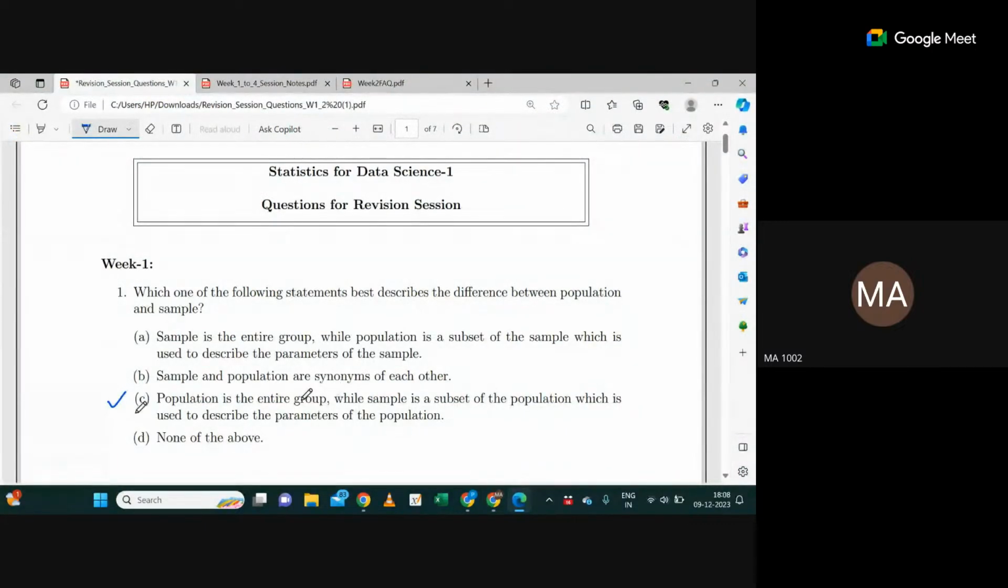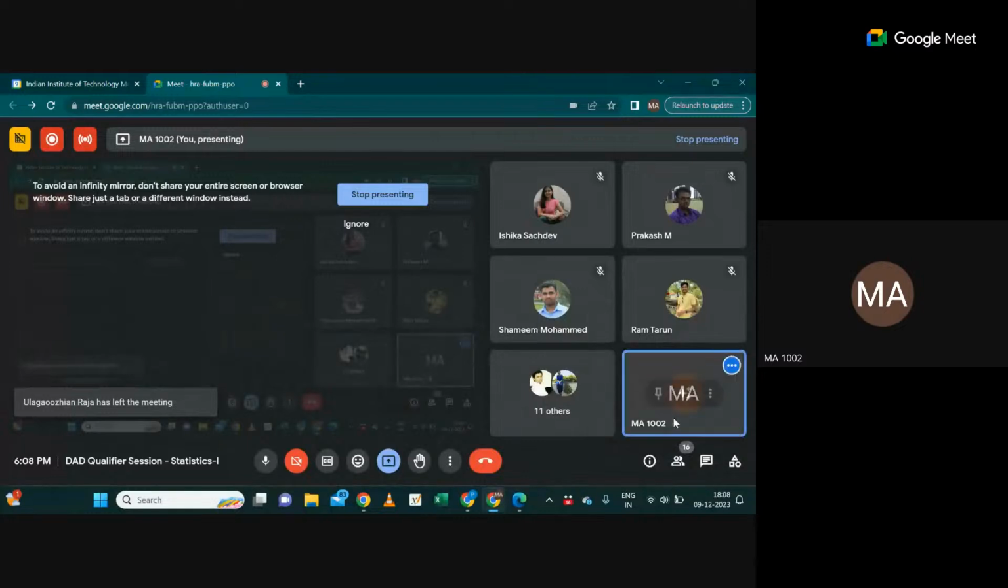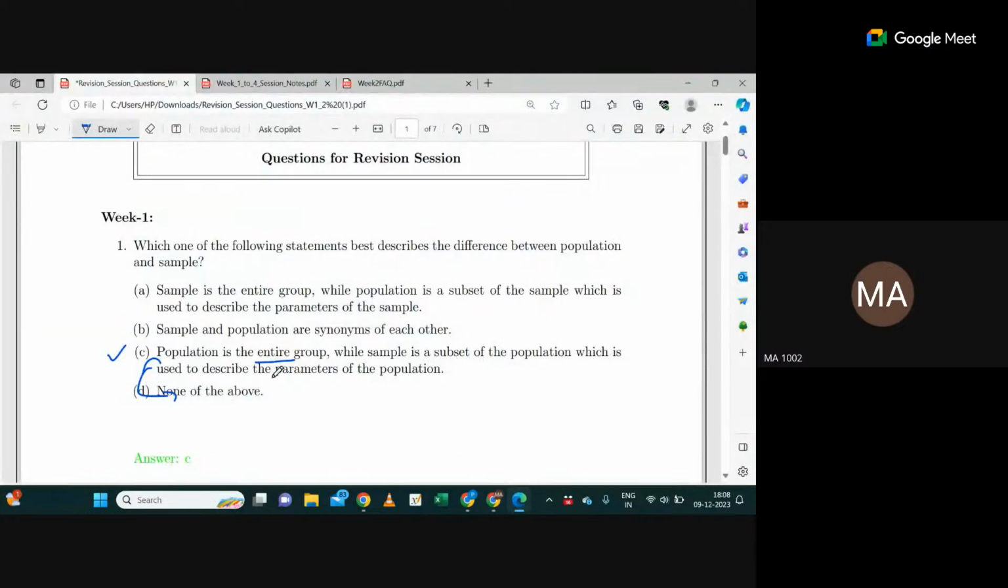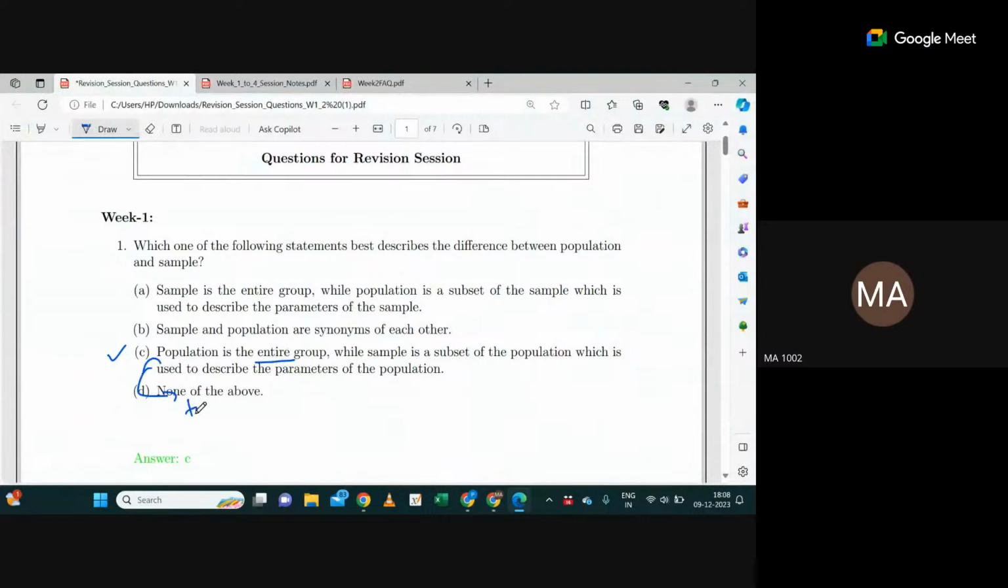So basically, population is the entire group, but sample is a subset of your population. What do we mean by the entire group? You can simply define your population as the total collection of all the elements in which we are interested. That is the meaning of entire group.